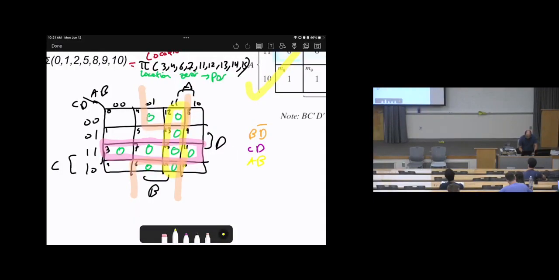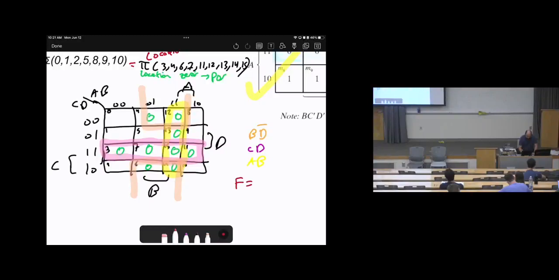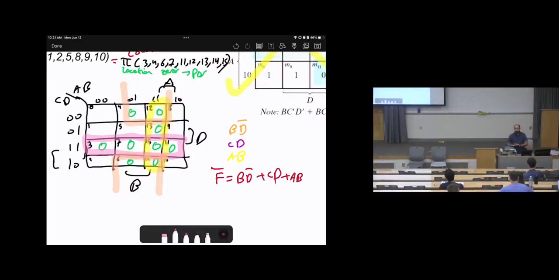So as a result, we can write F equals CD, B D bar plus CD plus AB. Remember, this is the location of ones, therefore it's F bar, not F. Okay?